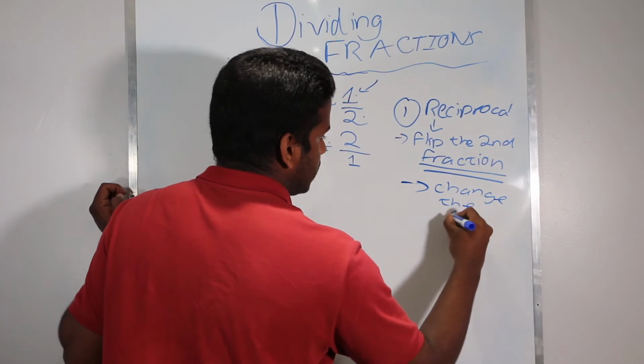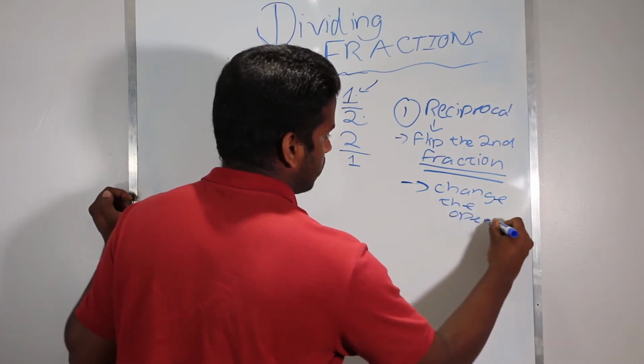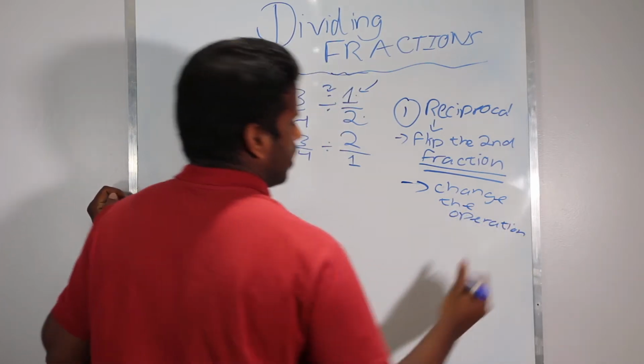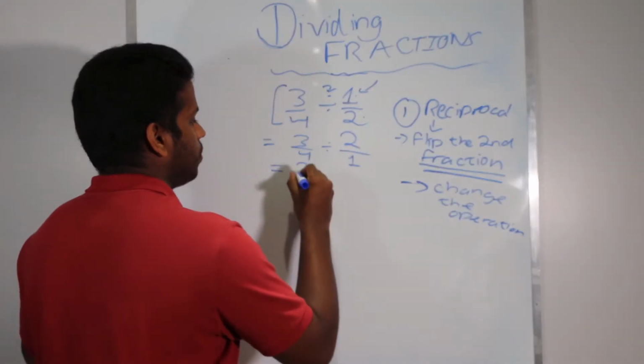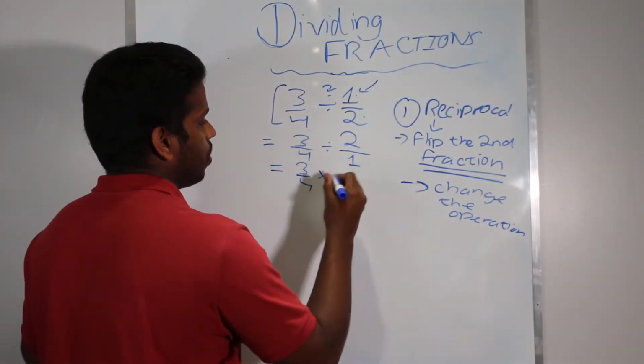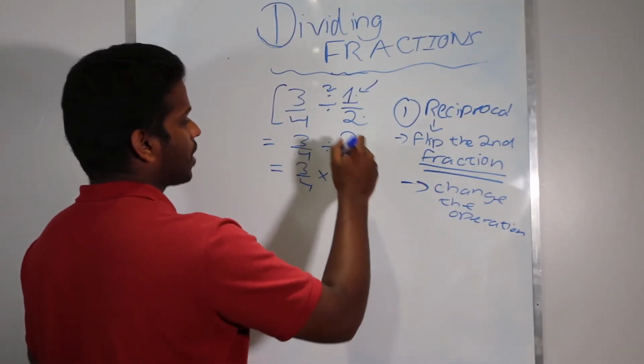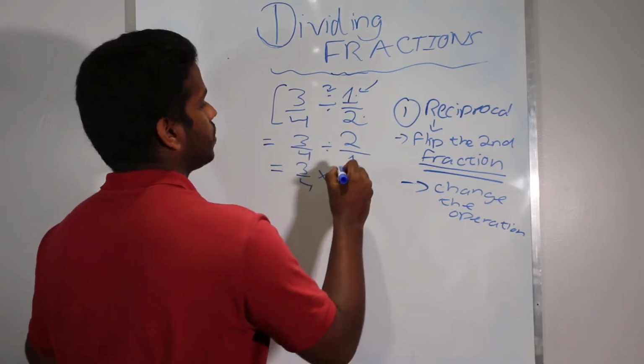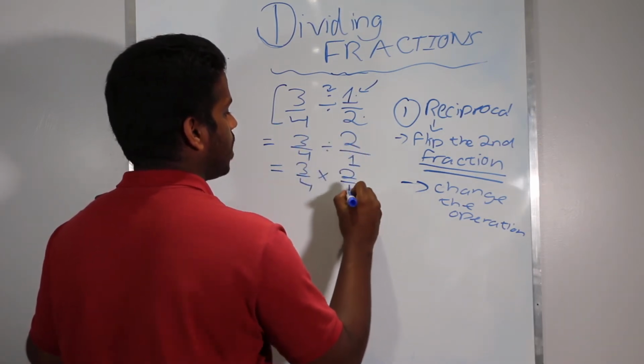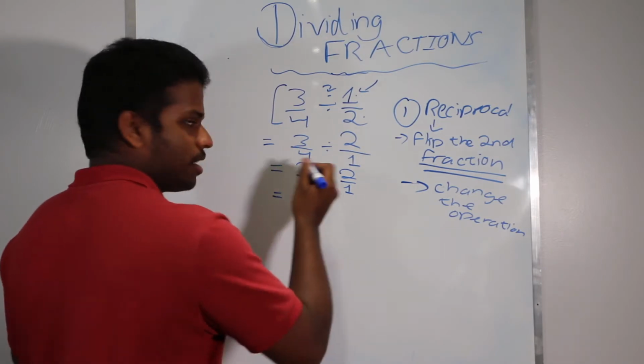We have to change the operation. Some people forget this. They just do the reciprocal and then they divide from there. We have to change the operation. So since it's a division, we multiply. When we flip the second fraction, we have to change the operation. So 2/1. And then what does this become?